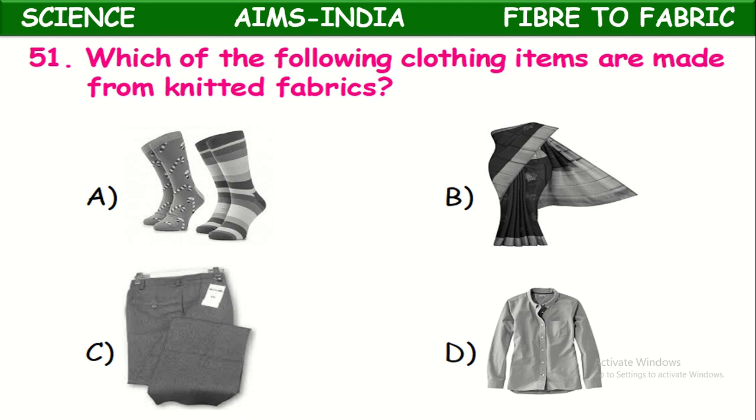Next, which of the following clothing items are made from knitted fabric? The fabrics made with only a single yarn are called knitted fabrics. Generally, socks are like that. If you pull a yarn from this, it will come off completely. That's why these are knitted fabrics.